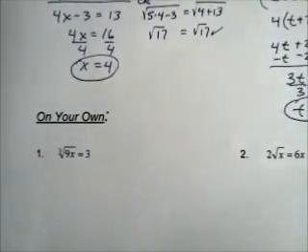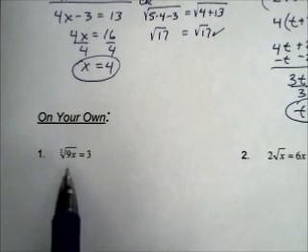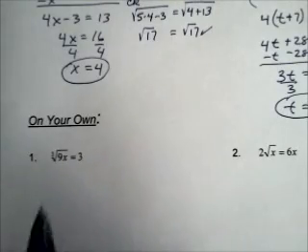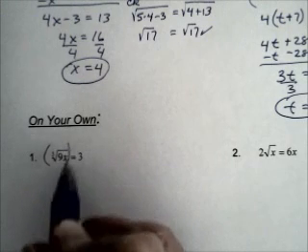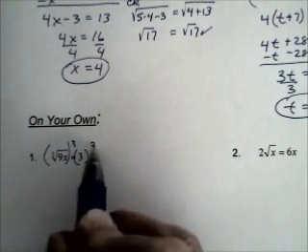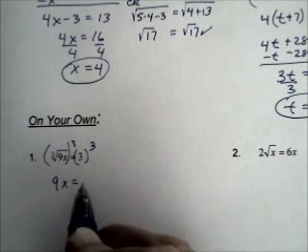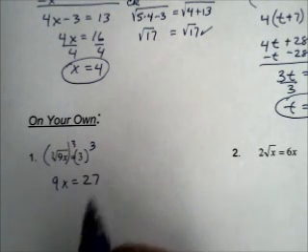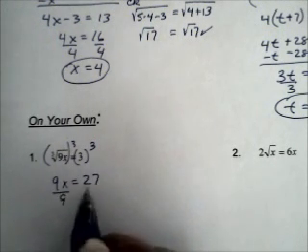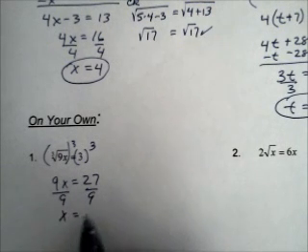Okay, we have the cube root of 9x equals 3. The radical's isolated, so we'll raise both sides to the 3rd power. We get 9x is equal to 27. Divide by 9. X equals 3.